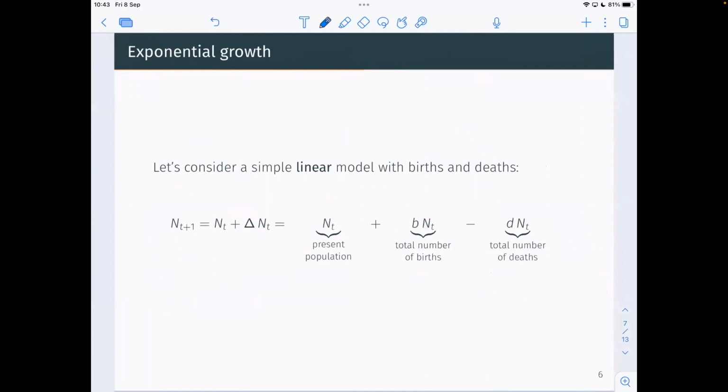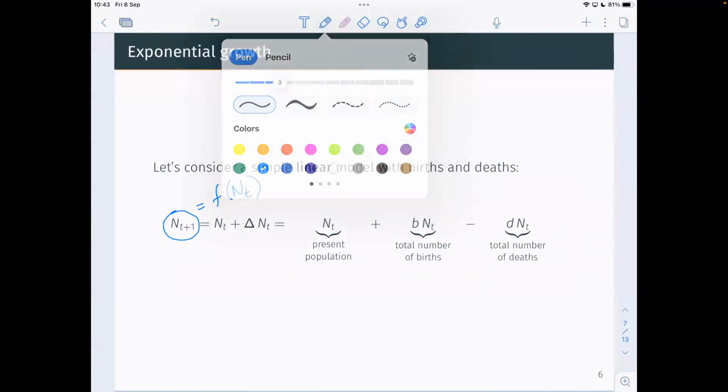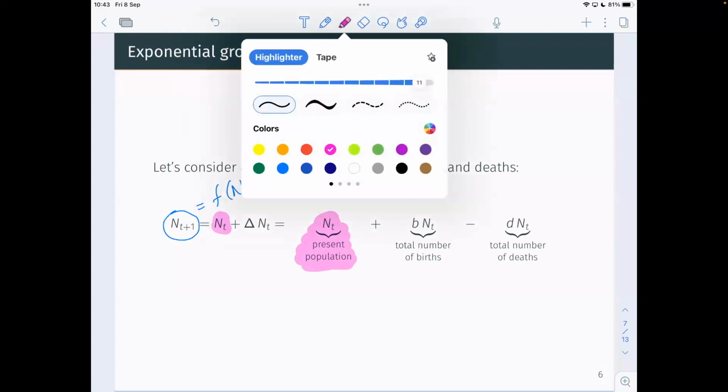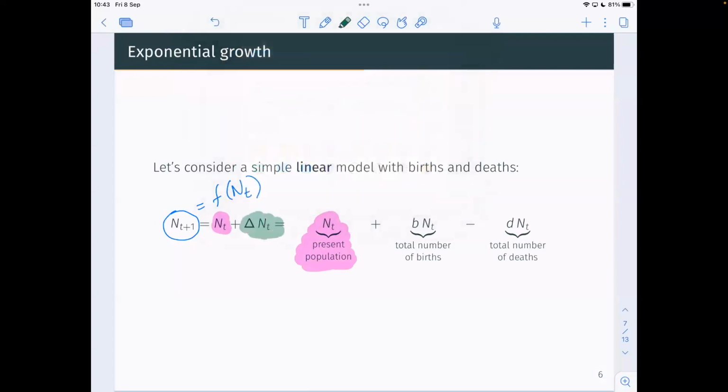Okay, so let's construct our first simple linear model. So remember, we're going to have N(t+1) equal the net growth rate. And we can split this down into what was the population before, the present population. This is my present population. And then we're going to think about the change, delta N(t). So we've got our current population and some change, and this change could be positive or negative. And here, this change is going to be adding on our births and subtracting our deaths. So this change is really both of these things here.